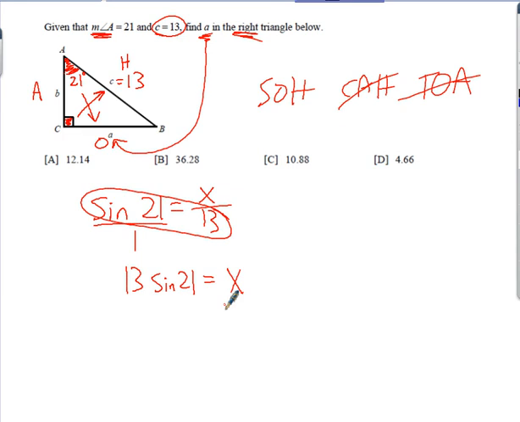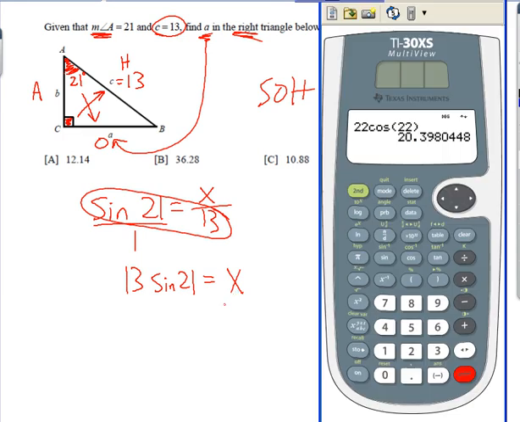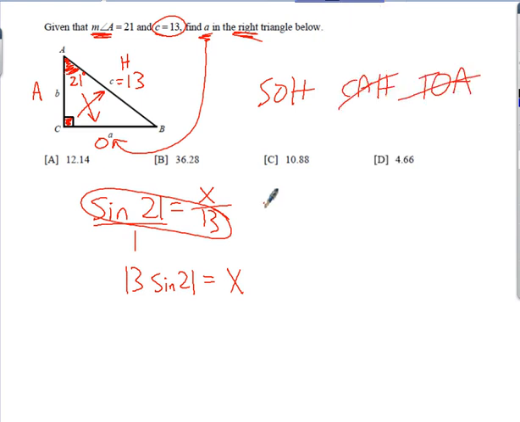So, easy enough. I'm going to go to calculator, clear that. We got 13 sine 21, close those parentheses. 4.6587 would be the answer. It's been rounded. Okay, so they've rounded the answer, and there we go.